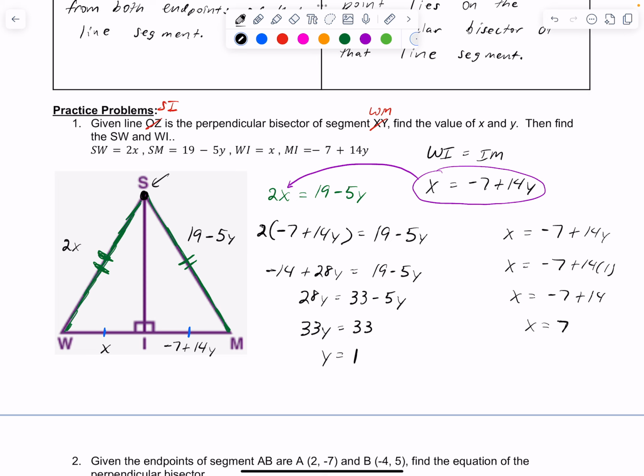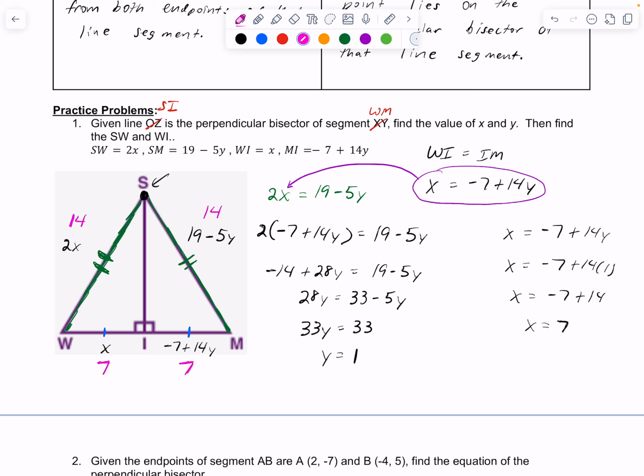All right, it does ask me after I find x and y to find the values, the distances of SW and WI. I can find all of these if you'd like. It won't take very long. So this one's going to be 2 times 7, so that's 14 for SW. WI is just x, which is 7. That means this one is 7. And this one over here is also 14. Checking my work. Let's see, 19 minus 5 is 14. Negative 7 plus 14 gives me 7. So that all checks out.